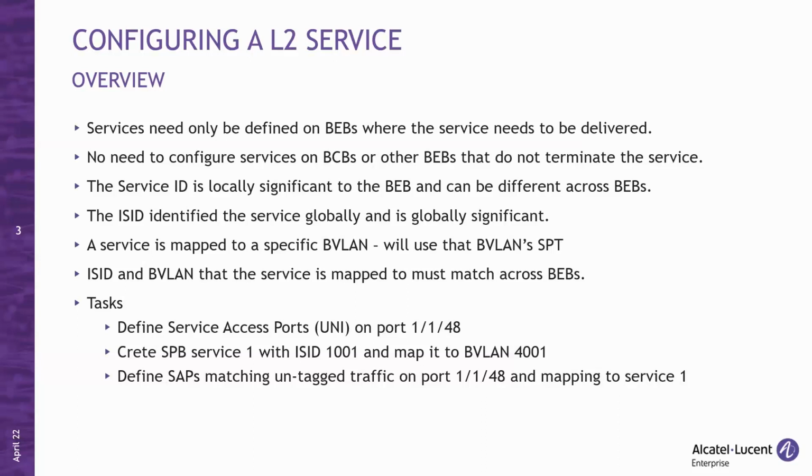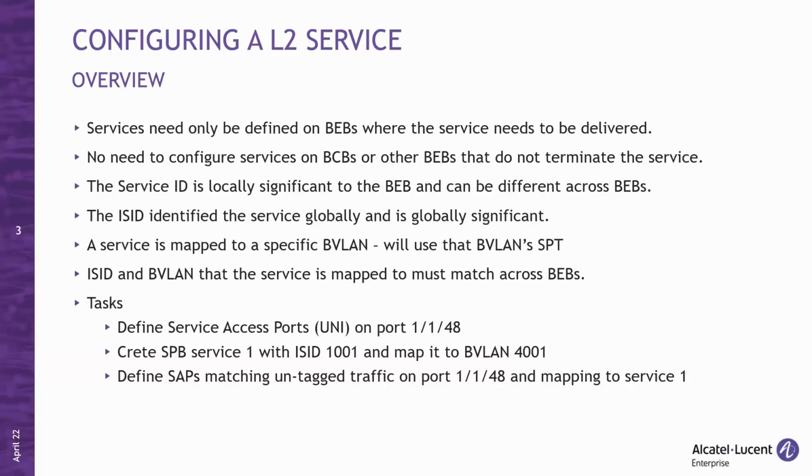When configuring a service, we give it a service ID. This is a locally significant number in AOS, just like other services such as VXLAN, VLAN stacking, or GRE services also have a service ID. But this is not to be confused with the ISID. The ISID is what identifies the service globally. It is globally significant, which means it needs to match across BEBs terminating the same service.